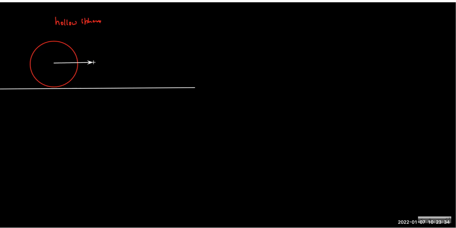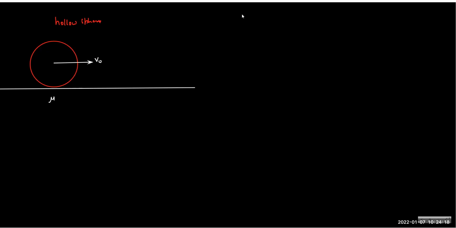And what you do is you throw the ball on a rough surface with velocity V0 and no omega. So you don't give any spin, you just throw it. And the rough surface has the coefficient of friction mu. I'm just adding mu; mu k and mu s will be the same. And now this is the velocity given to the hollow sphere, V0, and there is no spin.